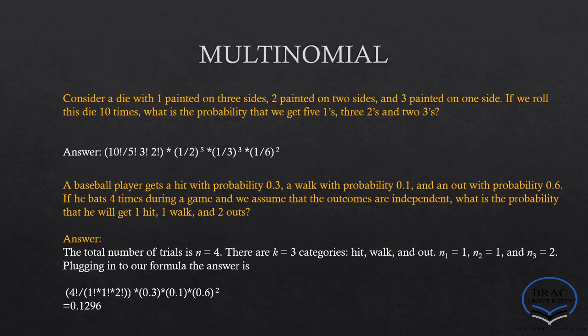Now let's talk about multinomial. Consider a die with 1 painted on 3 sides, 2 painted on 2 sides, and 3 painted on 1 side. That is, it will have the number 1 on 3 sides, the number 2 on 2 sides, and the number 3 on just 1 side. If we roll the die 10 times, what is the probability that we get 5 ones, 3 twos, and 2 threes? That is, what is the probability that you get the number 1 5 times, the number 2 3 times, and the number 3 2 times, right? So we are rolling the die 10 times.